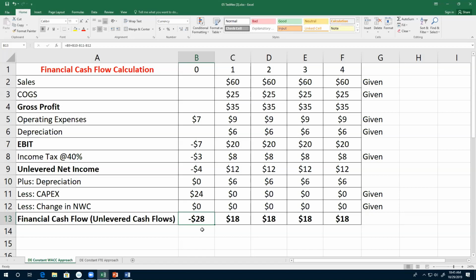Are you comfortable with this? Any questions on any of this? Because I'm really building on this. So if you're kind of lost over here, please ask me.